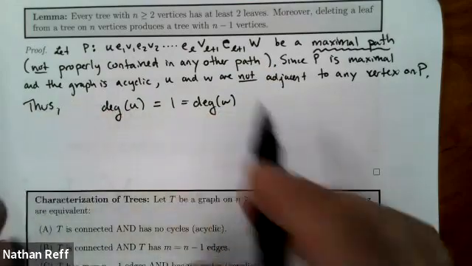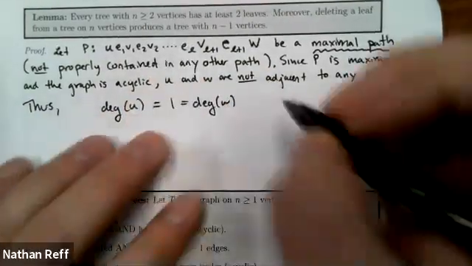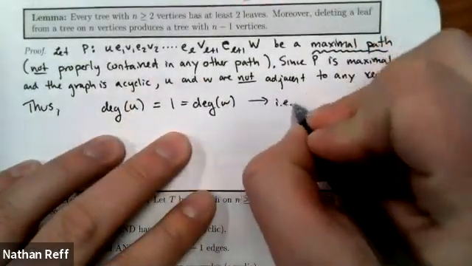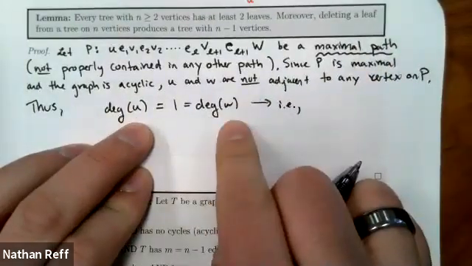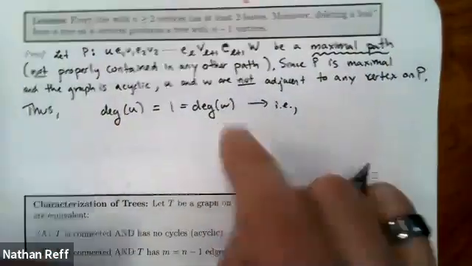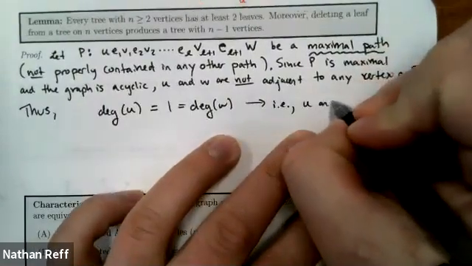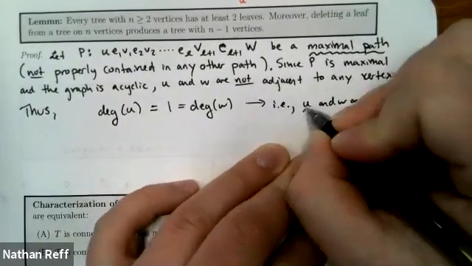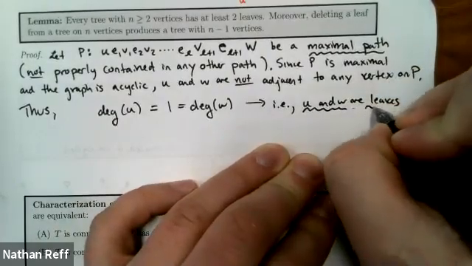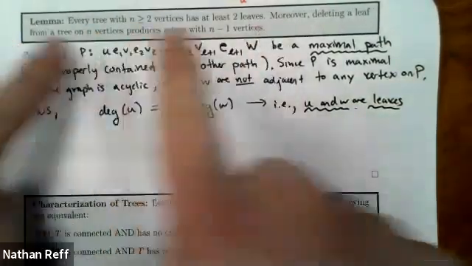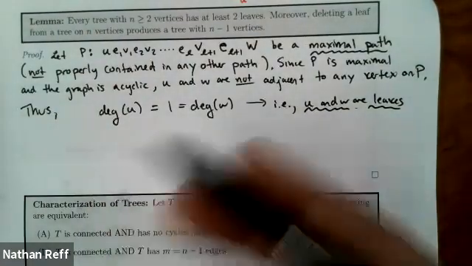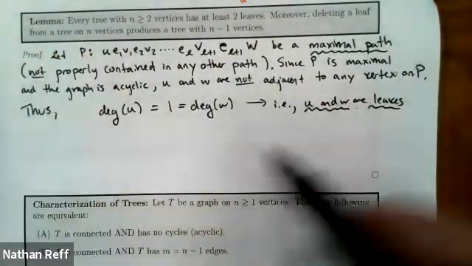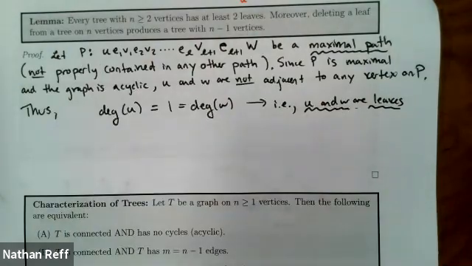So are we okay with the first part? Thus, what is this telling you about U and W? They are leaves, right? U and W are leaves. So we've satisfied the initial condition that every tree with at least 2 vertices has at least 2 leaves. Everyone okay with that?